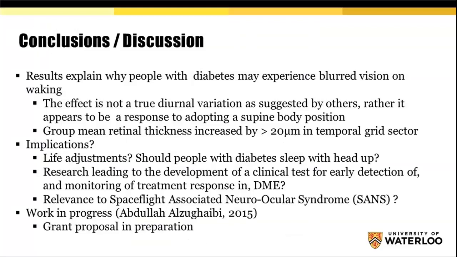results explain why people with diabetes may experience blurred vision on waking. That's a common complaint of many people with diabetes. And the effect is not a true diurnal variation as suggested by others. Rather, it appears to be a response to adopting supine body position. As I said earlier, the group mean retinal thickness increased by over 20 microns in the temporal grid sector.